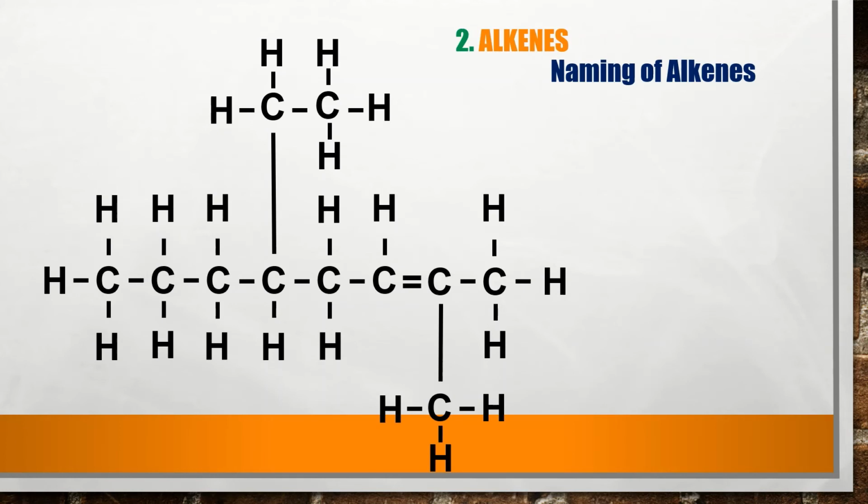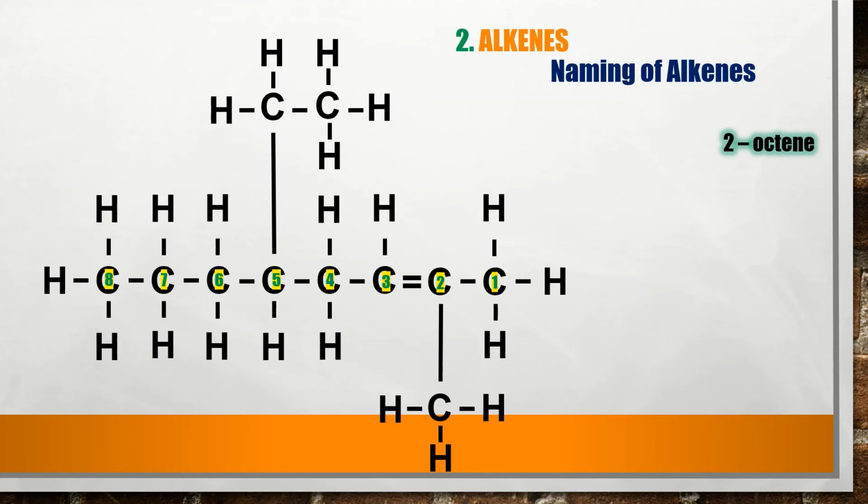Let's take this as an example. In our example, the double bond is found at the right side. Therefore, we are going to start our counting at the right side. Let's start to count. 1, 2, 3, 4, 5, 6, 7, and 8. There are 8 carbons in our structure. So we are going to name the parent chain, or the longest continuous chain of carbon. Since there are 8 carbons and the double bond is found at the second carbon, it is 2-octene.